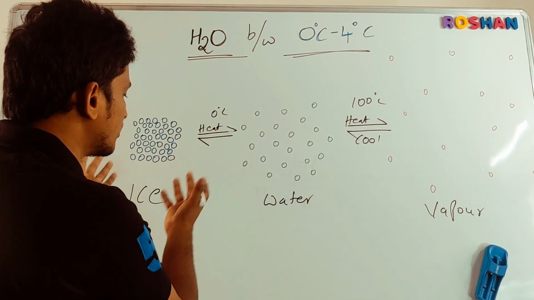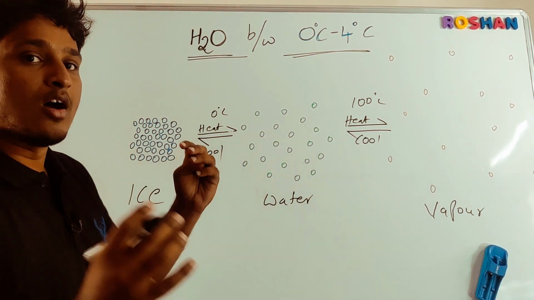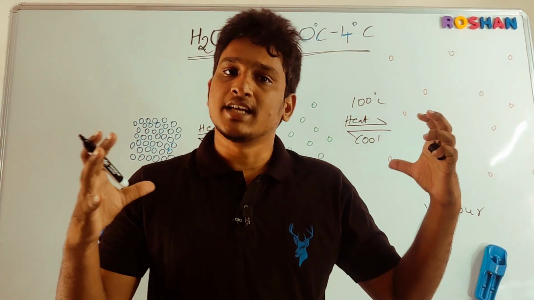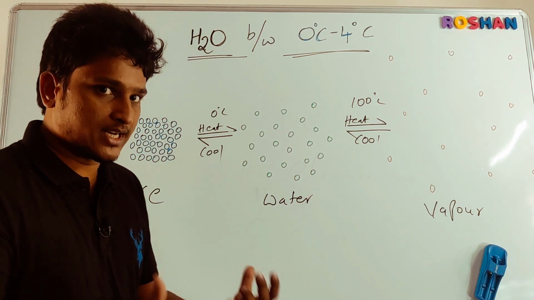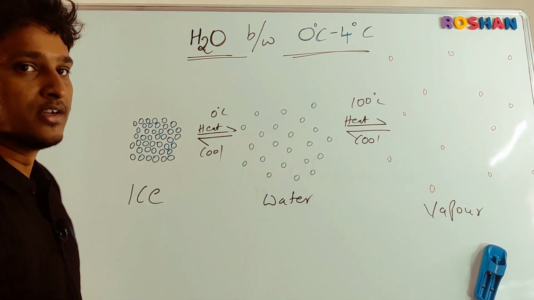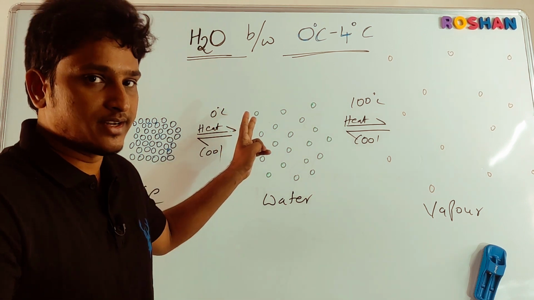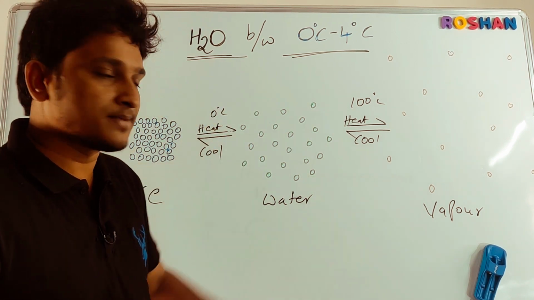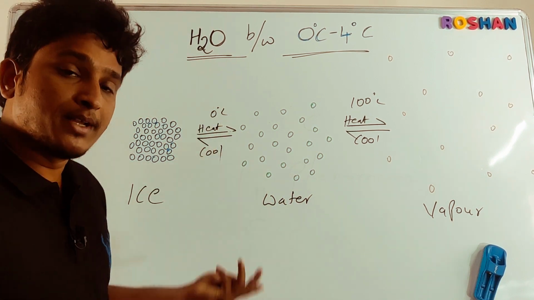And how to convert liquid into ice? Again by cooling. By cooling, the liquid molecules come close to one another and form strong intermolecular forces of attraction and they become ice. To convert ice to water, the temperature is 0 degrees Celsius, which is called the melting point of ice. But how to convert water into ice? What's the temperature? The same temperature.